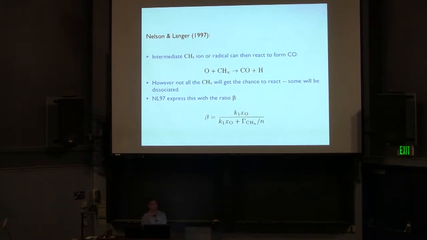So you have to work out what fraction of that CH radical you formed can then go on to form the CO. He introduced this beta parameter here, which has the rate at which the oxygen reacts with this molecule, that's the K1, and then there's some rate at which it's destroyed. So you work out this fraction.